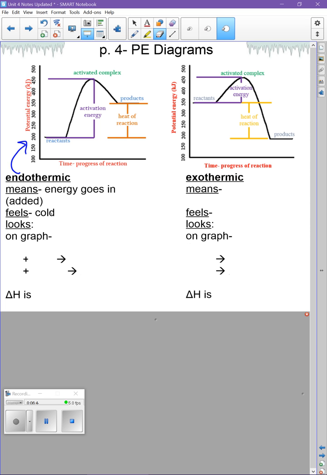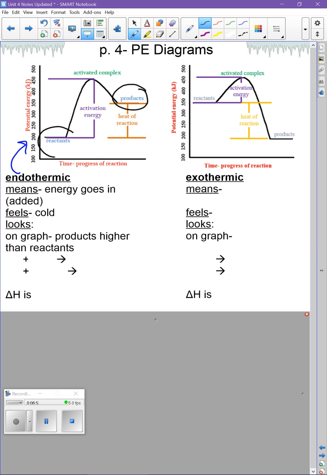The way that it looks, if I give it to you on a graph, is the products would be higher than the reactants. And notice that's what we have in this example. The products are up here and the reactants are up here. Because we've gone up, this reaction is endothermic.